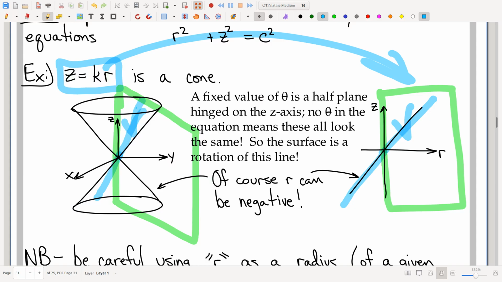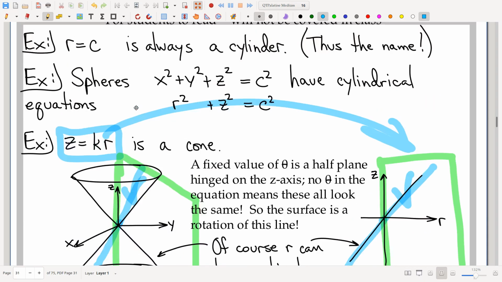Again, the big takeaway here is not what the cone looks like, or how to deal with that exact specific equation. This is just an example. The point here is that when there's no thetas in the equation, you have a rotationally symmetric surface, so pick any cross-section you like. Once you understand that, you just rotate it around the z-axis, and there's your answer. So very slick little move there.